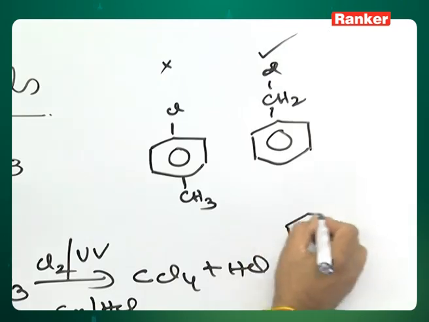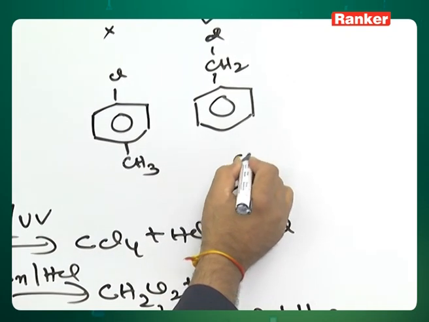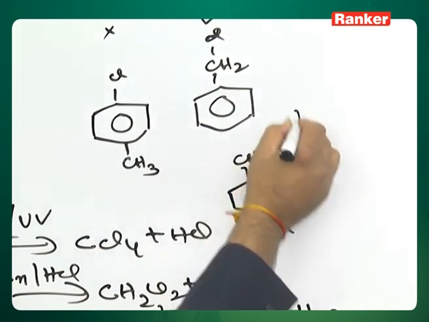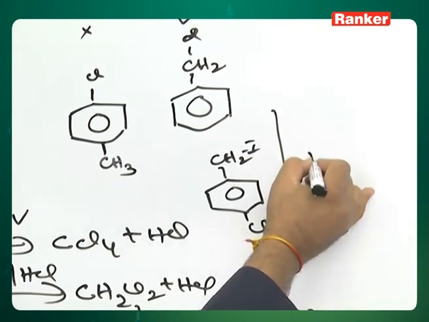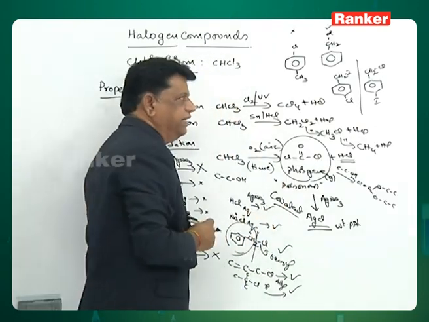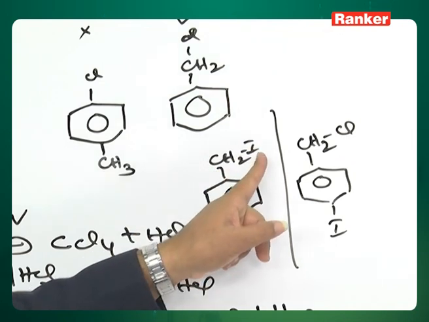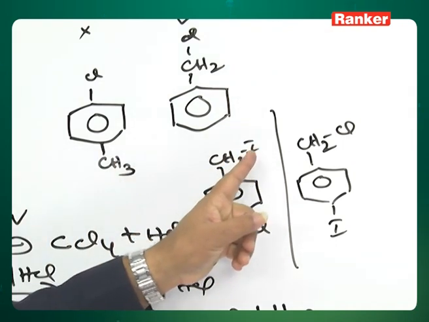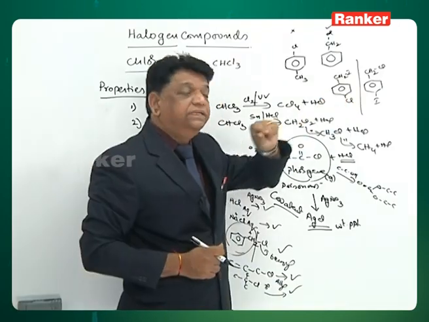Similarly, we have a question like this. We have a chlorine here, CH2 iodine here. Another compound, iodine is here and the chlorine is here. Now both are treated with the silver nitrate. In this case, the iodine is liberatable, ionizable. You will get a yellow color precipitate of silver iodide. In this case, silver nitrate reacts and you will get a silver chloride.